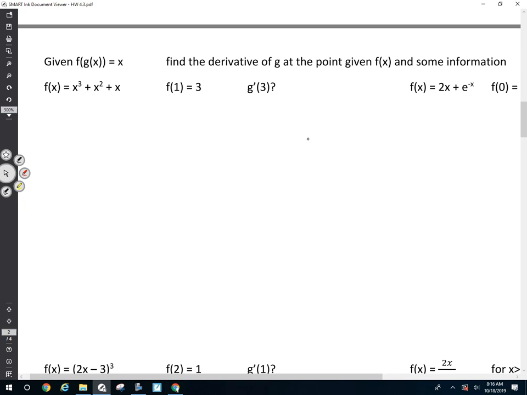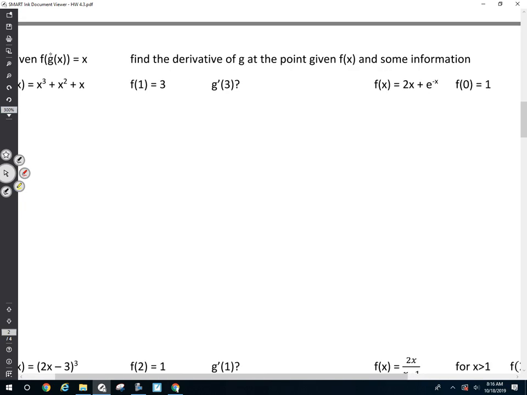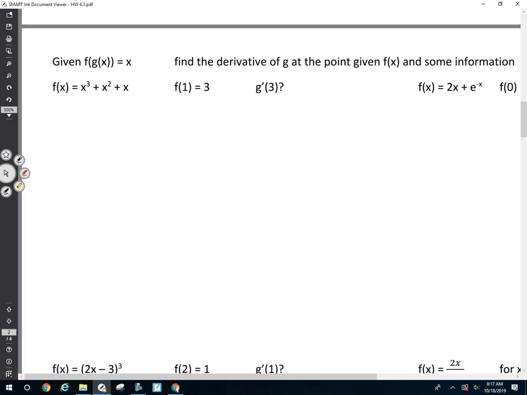Here now I'm giving you functions. Find the derivative of g, given that f of g of x is x. That shows me that f and g are inverses. Find the derivative of g at the point given by f. So, depending on the situation, you will be given the information you need. f of 1 is 3. Another way to show that g of 3 is 1 is you could take g of both sides, and that shows you 1 is equal to g of 3.